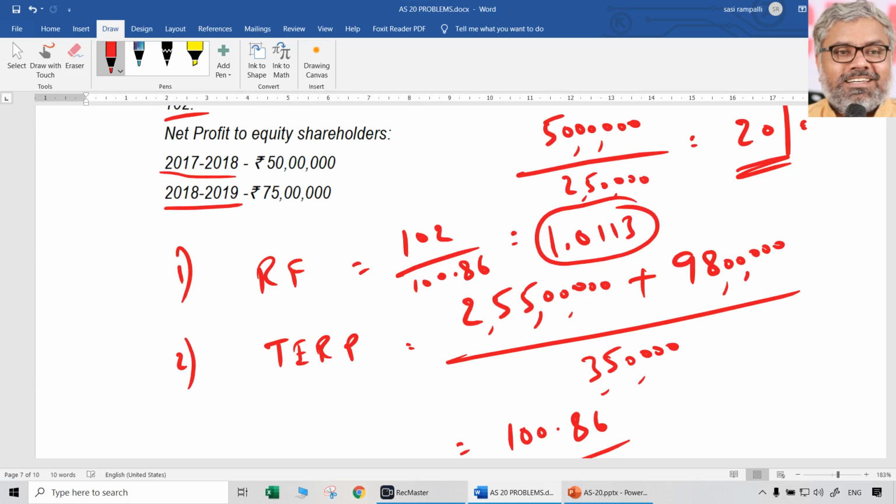The more you take, the more accurate the answer will be. Let us take it like this because it's a very small number. If you take 1.0, it will be as good as 1. 1.01 also will not have much impact. Let us just take 1.0113 as the rights factor. Okay.